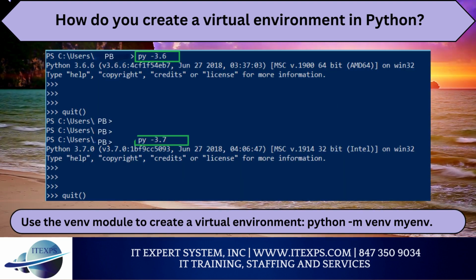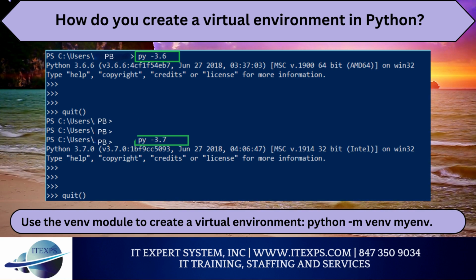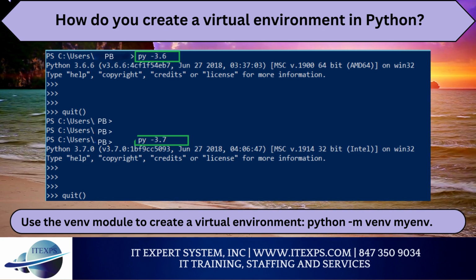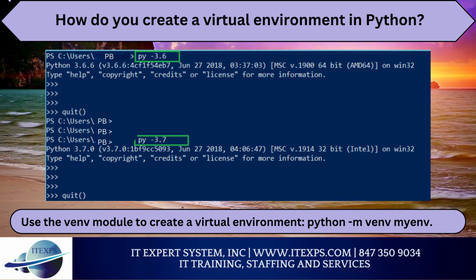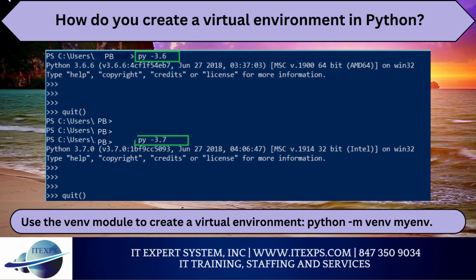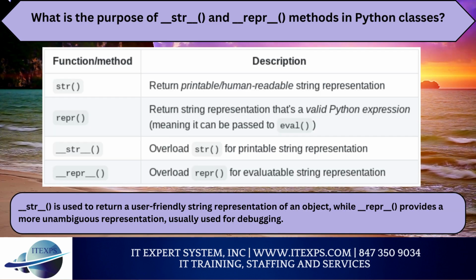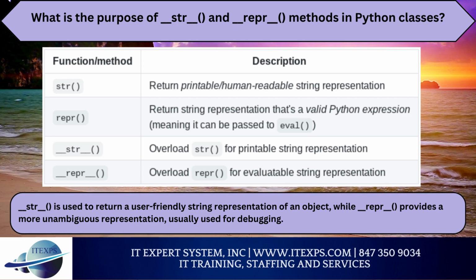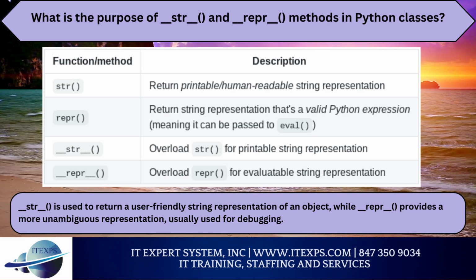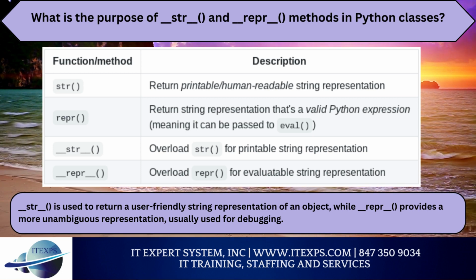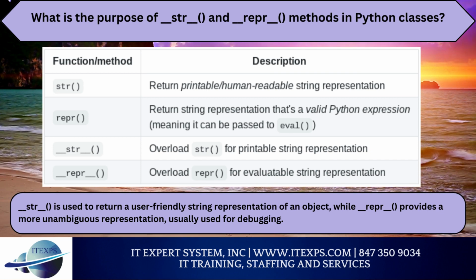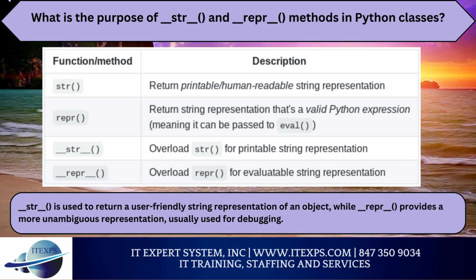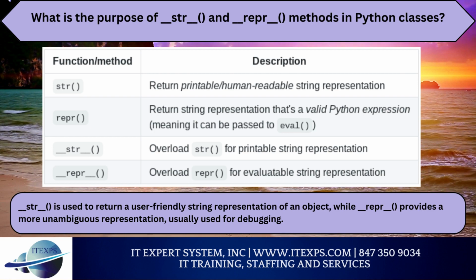How do you create a virtual environment in Python? Use the venv module to create a virtual environment: python -m venv myenv. What is the purpose of __str__ and __repr__ methods in Python classes? __str__ is used to return a user-friendly string representation of an object, while __repr__ provides a more unambiguous representation, usually used for debugging.